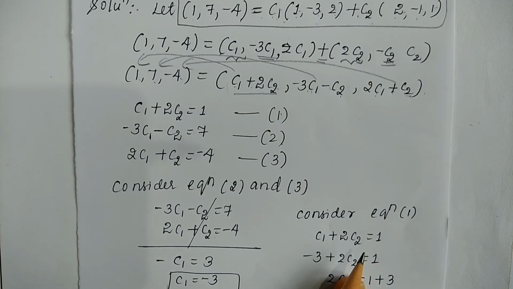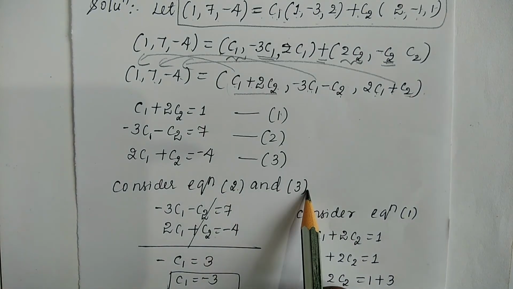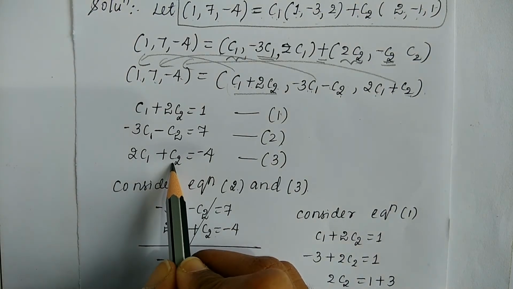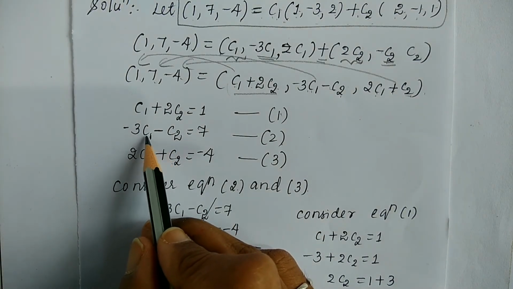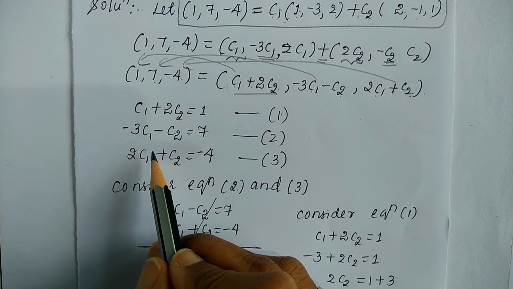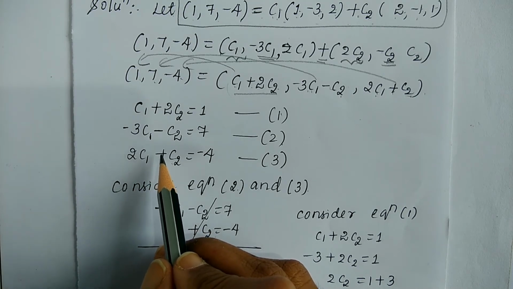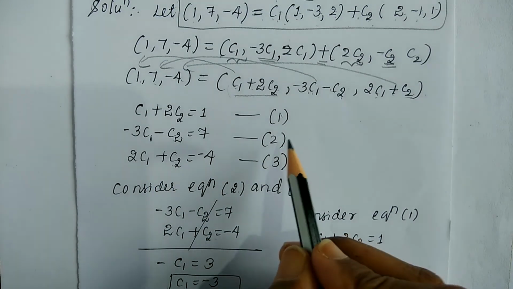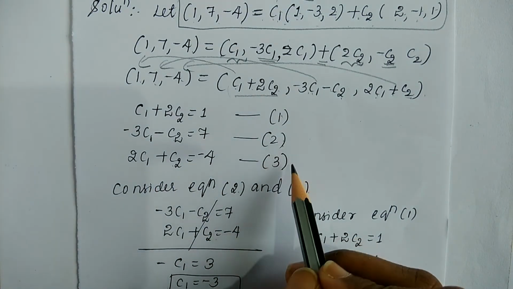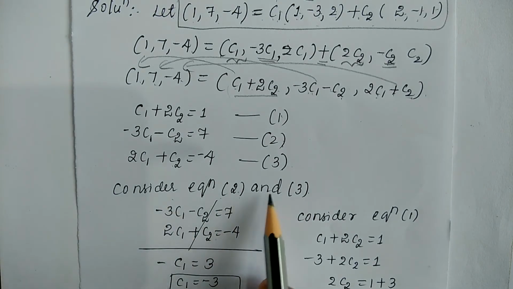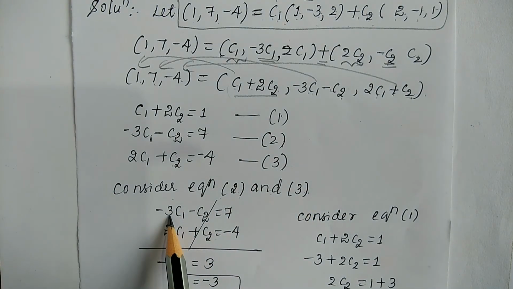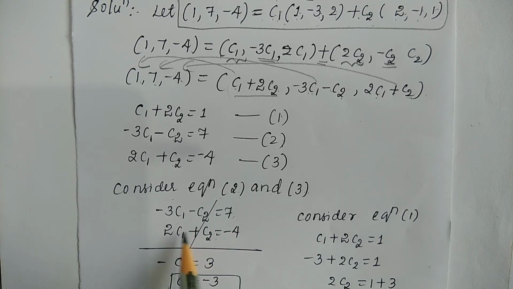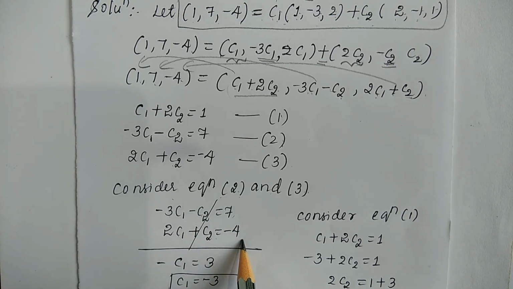So now I am considering equation 2 and 3. Why am I considering equation 2 and 3? Here we have minus C2, here we have plus C2, so they get cancelled. If C2 is removed, then we get the C1 value. That's why I am considering equation 2 and equation 3. So here minus 3C1 minus C2 is equal to 7, that is equation 2. 2C1 plus C2 is equal to minus 4, that is equation 3.